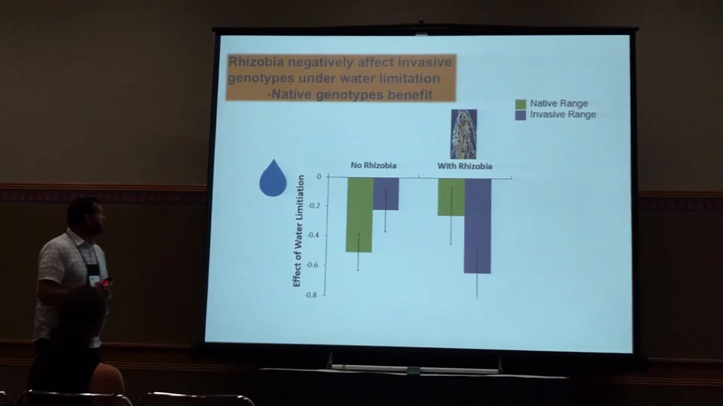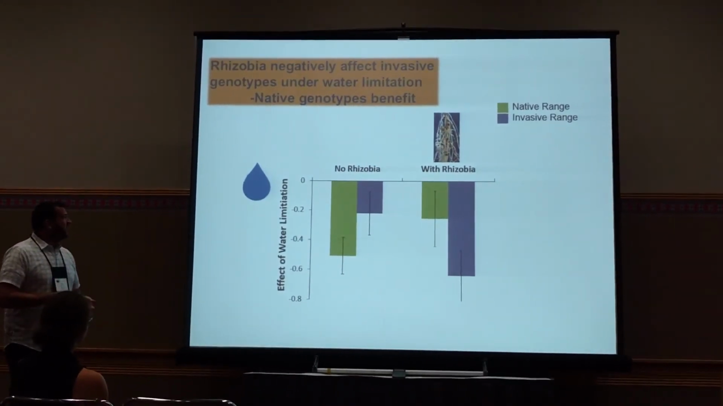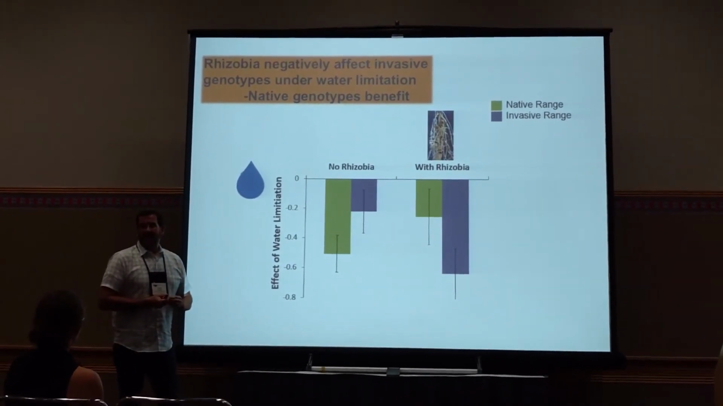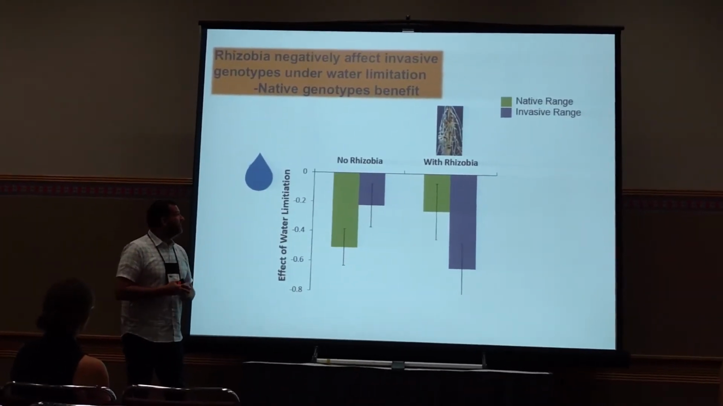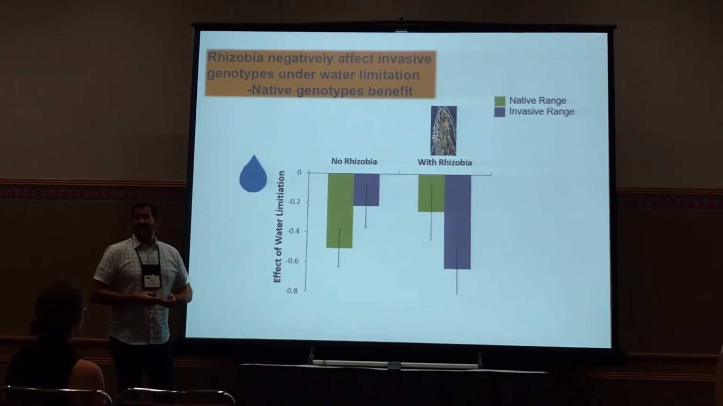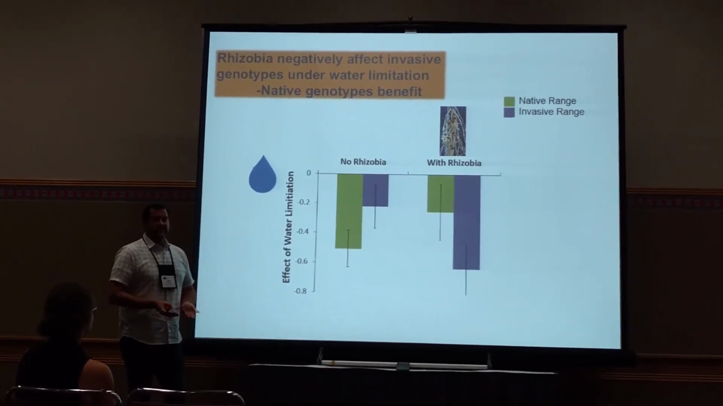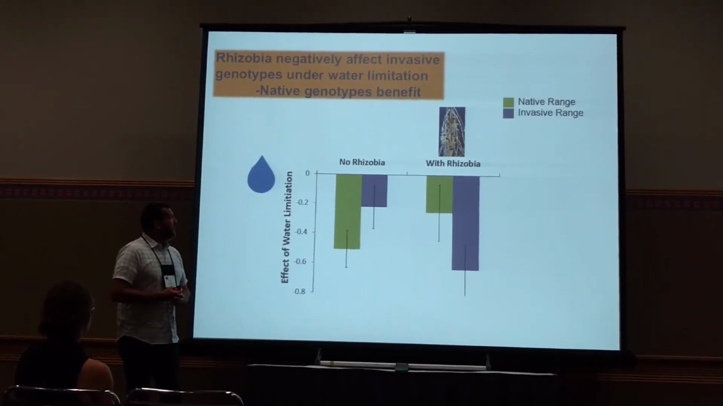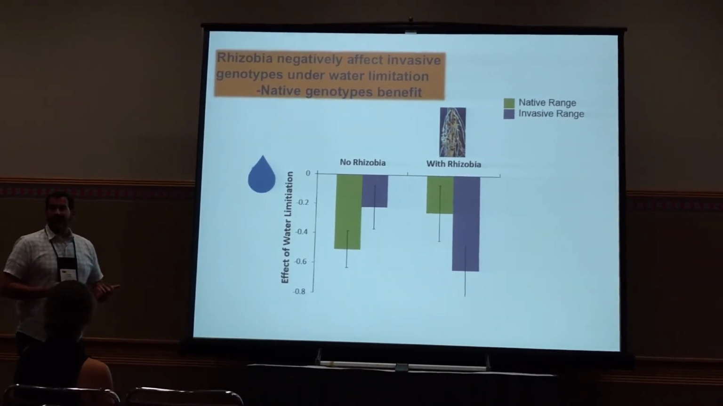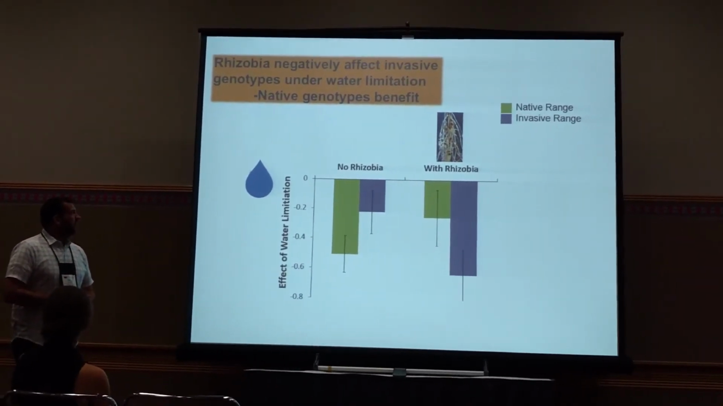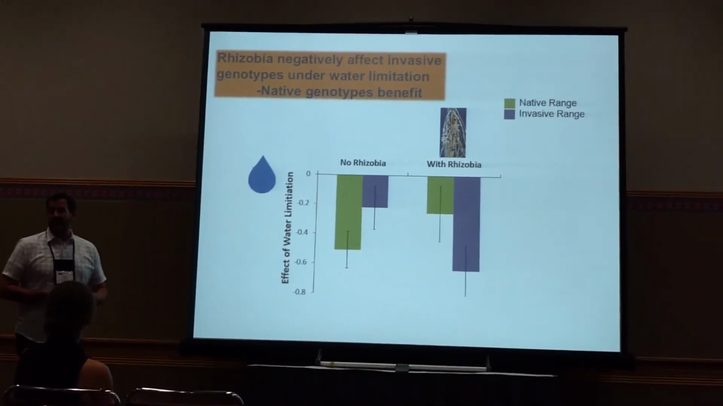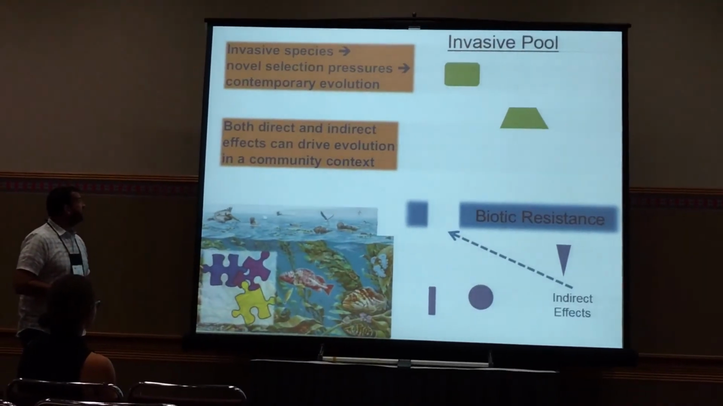Similarly, if we look at the effect of water limitation, for the native range genotypes, they experience a benefit from rhizobia in their response to water limitation. They have less fitness effects from water limitation if rhizobia are present. Invasive range genotypes are just the opposite. They experience more detrimental effects of water stress if rhizobia are present. So these indirect effects are having a big effect on selection on the plant. And so they're responding differently in the presence of those indirect effects than just in response to direct effects of those species.